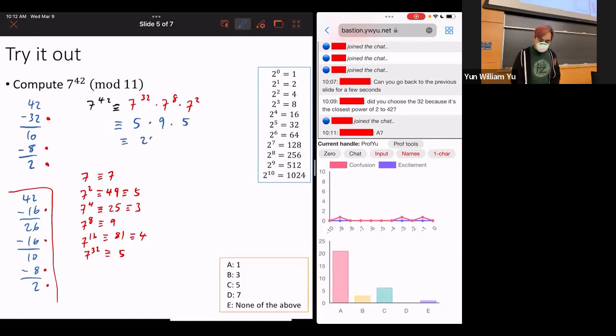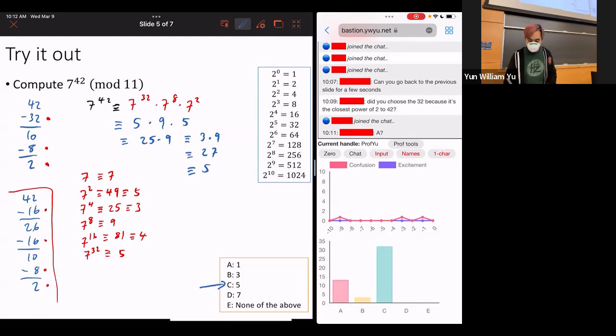And so that's congruent to 25 times 9, which is congruent to 3 times 9, which is congruent to 27, which is congruent to 5. And so the answer here is actually C. Does anyone have any questions about that? Since it seemed like people were struggling a little bit. Yeah, what's up? Sorry, what was that? Yes, absolutely. Let's try another one.